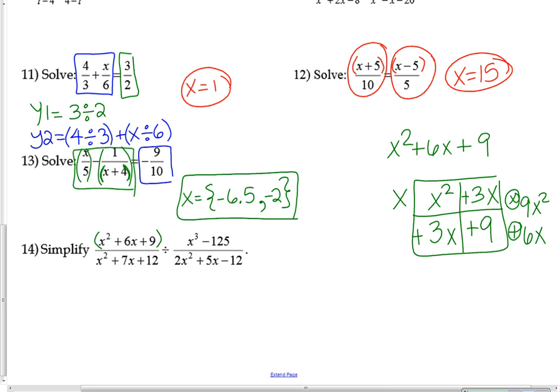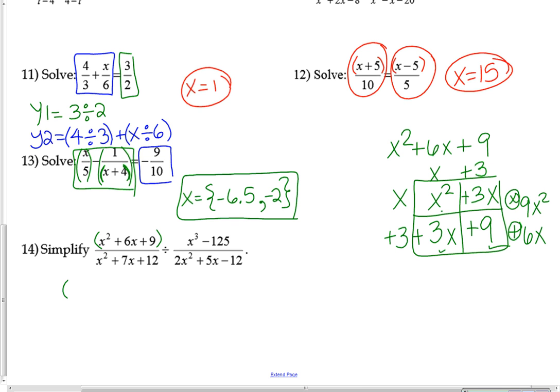So the GCF of my top row is an x, which means my first column is also an x to get x squared. I need a plus 3 at the top of my second column to get 3x, a plus 3 down here on the bottom to get plus 3x, and then my check, does plus 3 times plus 3 equal 9?